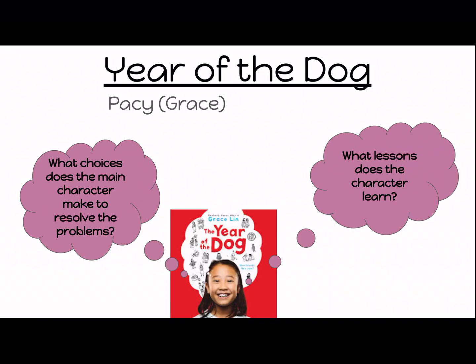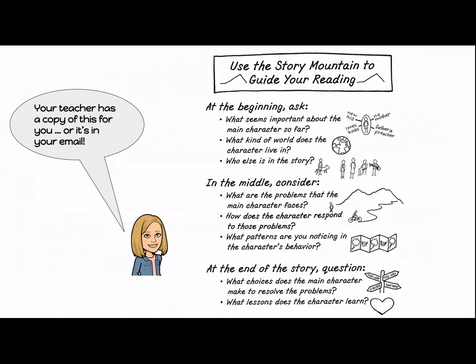So here's another place for you to try some of this thinking, but we're going to hold off on that for today. You can try this thinking later in the book. So when you're using the Story Mountain or the Story Arc to guide your reading, it's helpful to have a copy of this nearby, so your teacher either has a copy for you or you can find this in your email. You can use this as a bookmark to help you guide your thinking and ask the important questions at the beginning, the middle, and the end of the story.